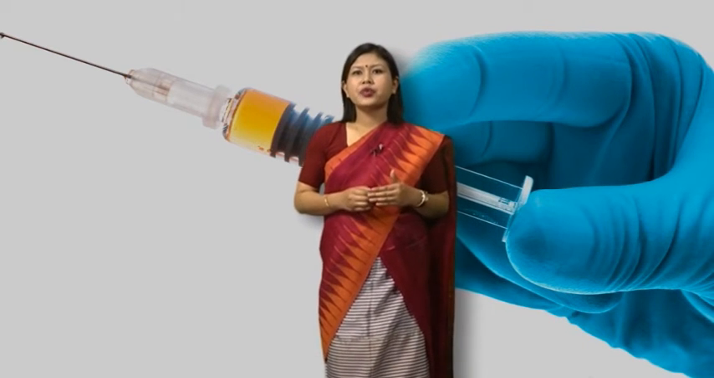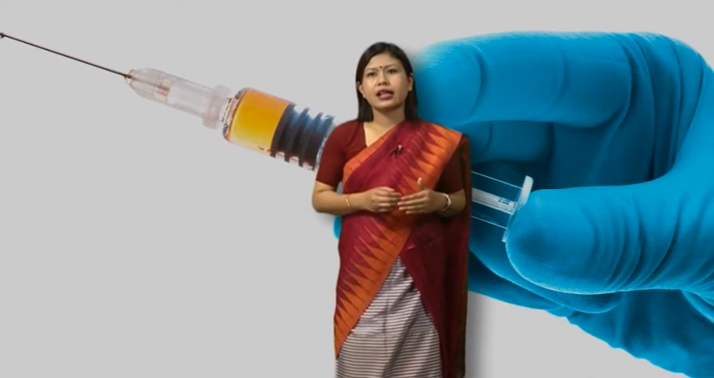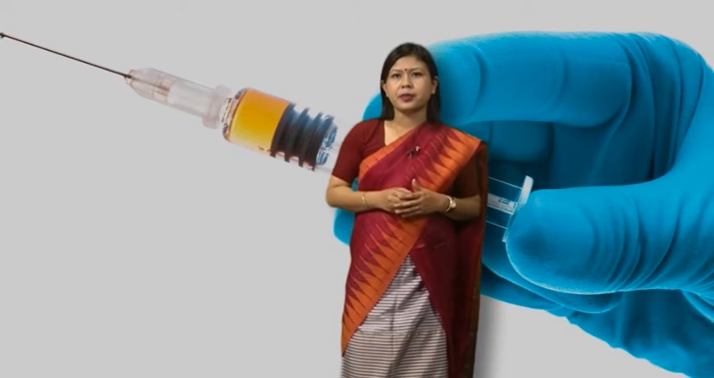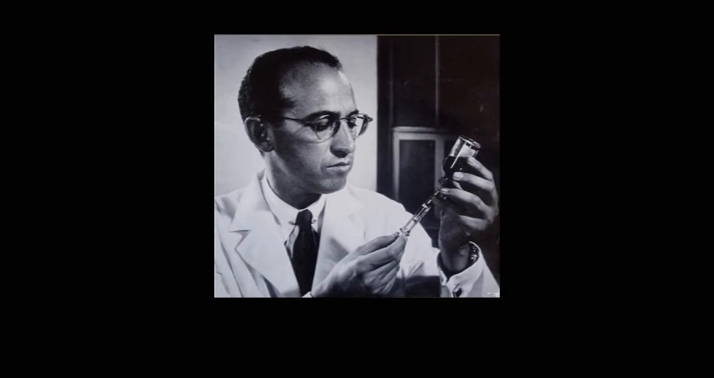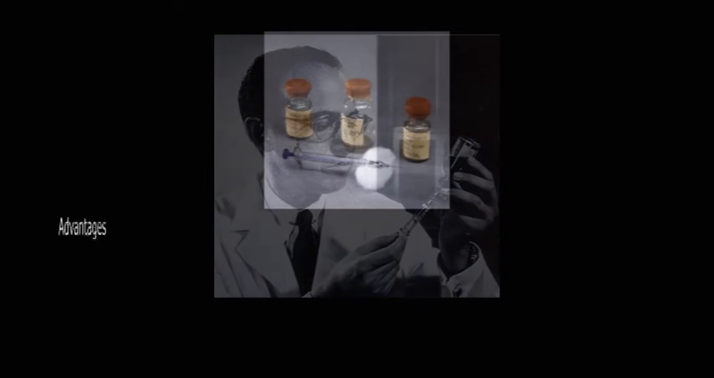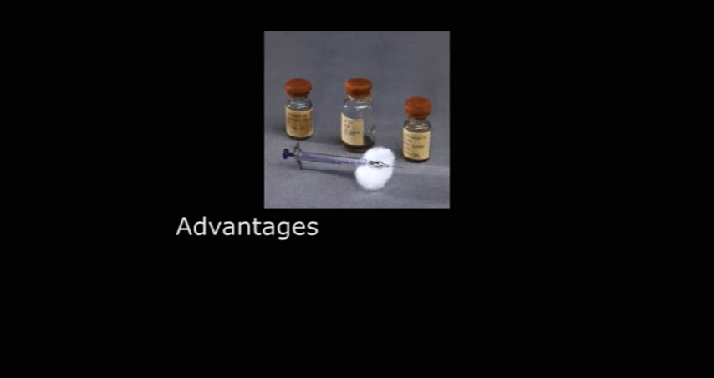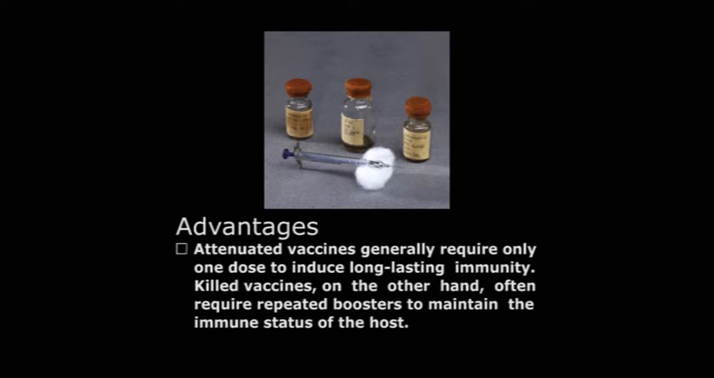Chemical inactivation with formaldehyde or various alkylating agents has been successful. The Salk polio vaccine is produced by formaldehyde inactivation. The advantages of inactivated vaccines are: the first point, attenuated vaccines generally require only one dose to induce long-lasting immunity.